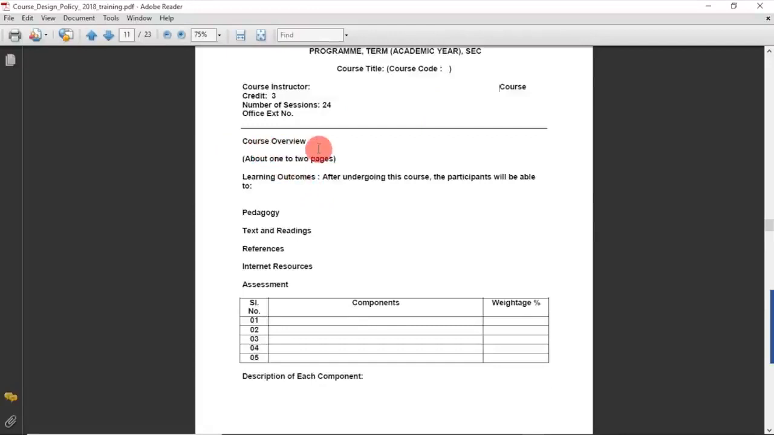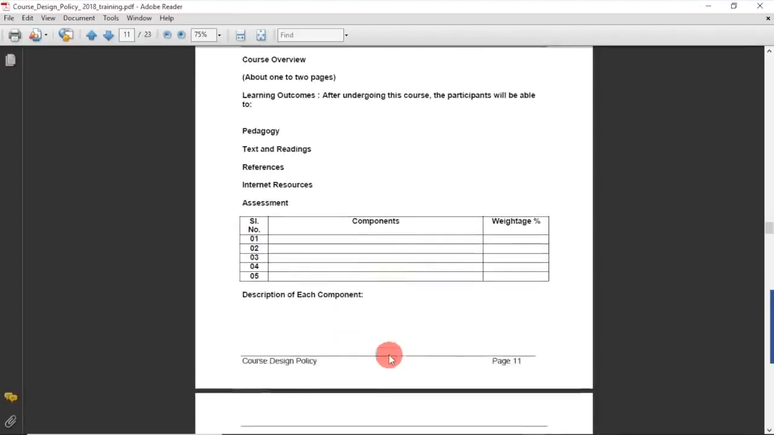Then you discuss course overview, learning outcomes which you expect, pedagogy you are going to follow, texts and readings which are suggested by you, separate references apart from the text which you would like the students to read, and what internet resources. And nowadays, when we are talking of internet resources, we are also putting up what MOOC courses they can go through. That I will show to you in our syllabus of Bharati Vidyapeeth University. And then you discuss session-wise what topics you are going to cover.